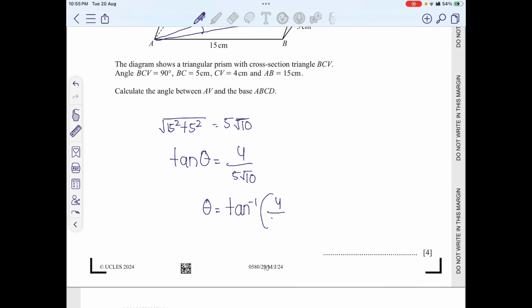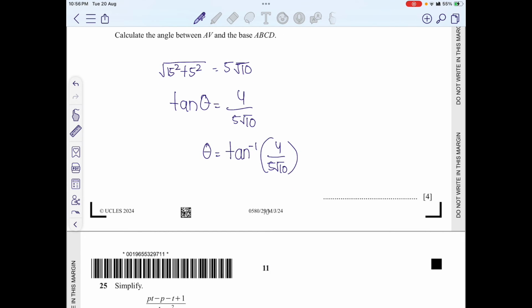Tan inverse of 4 over 5 root 10. That gives you basically 14.2, to three significant figures, 1 dB as well.